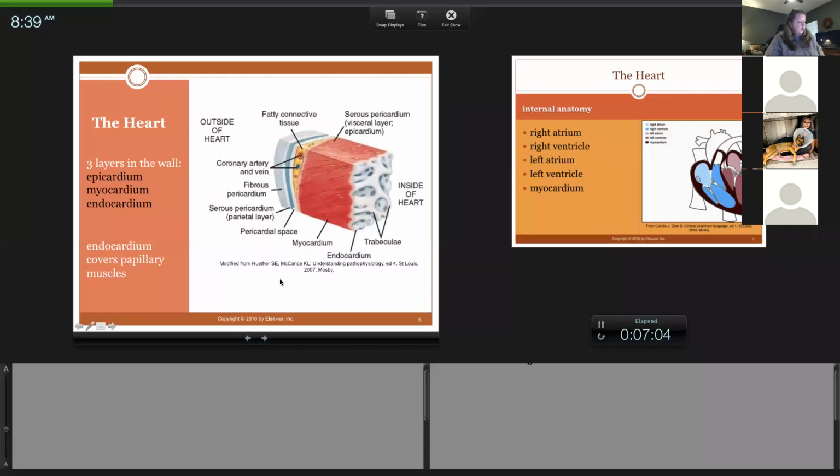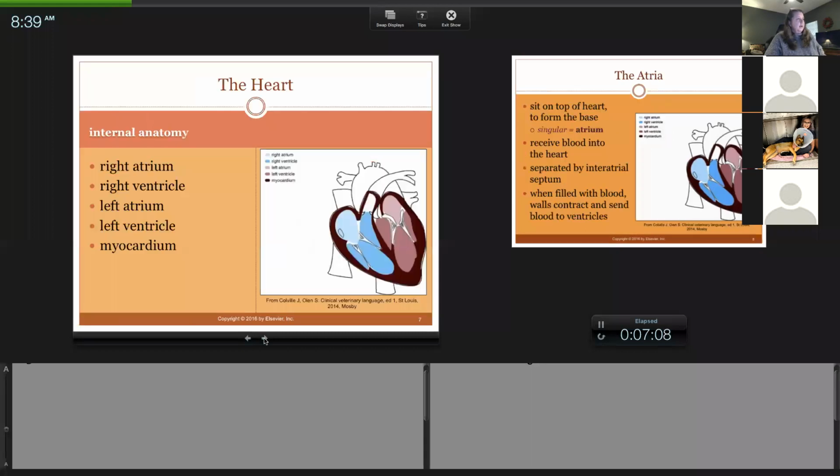The 4 major chambers was the next question of the heart, number 7. And basically, right atrium, right ventricle, left atrium, left ventricle. The myocardium is just pertaining to the muscle. And remember, there is no communication laterally.